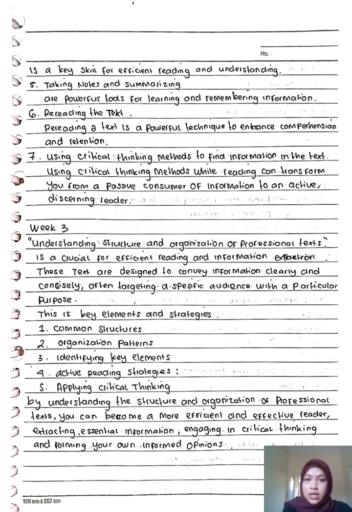Number 6, rereading the text. Rereading a text is a powerful technique to enhance comprehension and retention. And number 7 is using critical methods to find information in the text. Using critical thinking methods while reading can transform you from a passive consumer of information to an active, discerning reader.